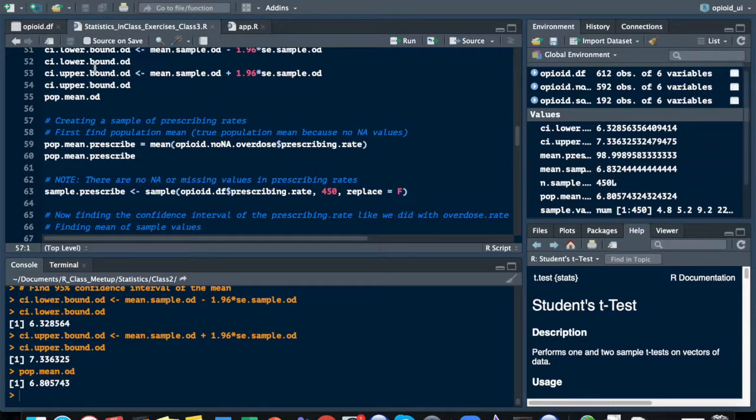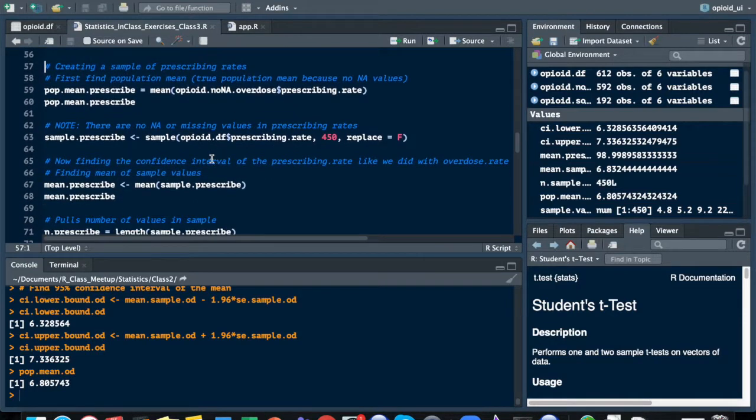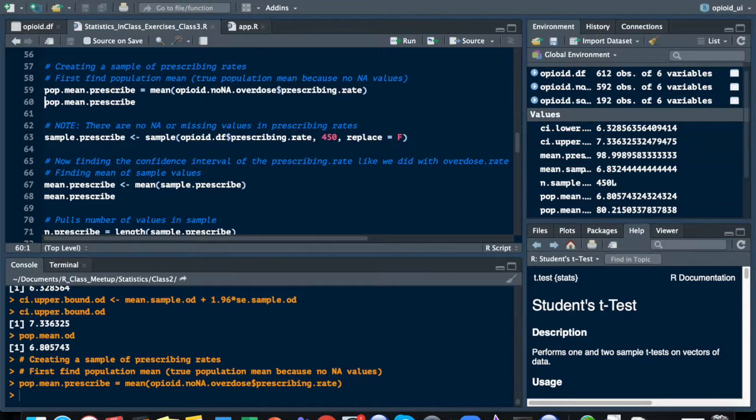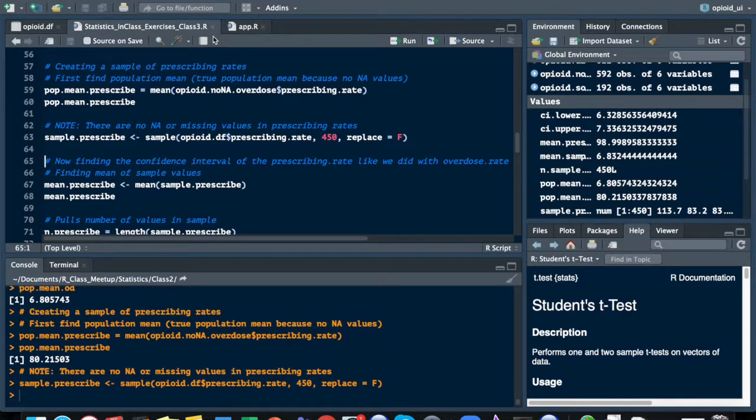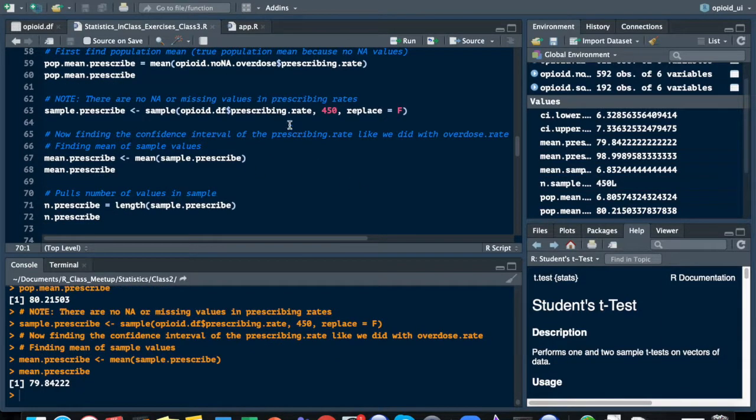Actually, I am going to go over one more example, but I am going to have you do the southern states. So I'm looking at the entire country here. I'm going to go over prescribing rates so you can see this one more time, and then I'm going to have you do it, but keep that in mind. So you won't have to code this part. We're finding that random sample of 450 values, and then we are going to find our mean of that 450 value sample. In this one, there are no missing values, so there are 612 in our entire population.